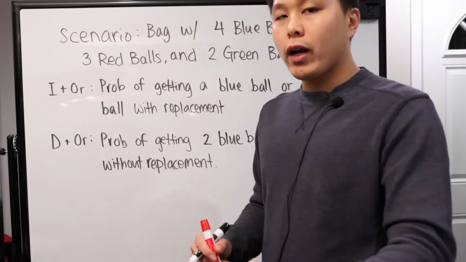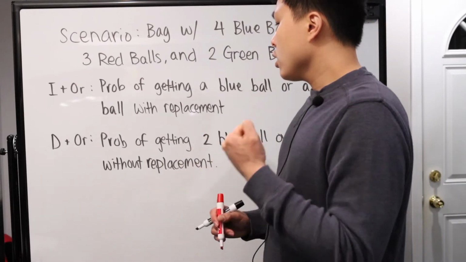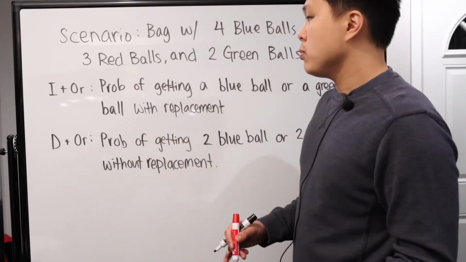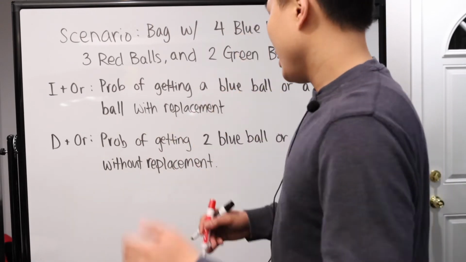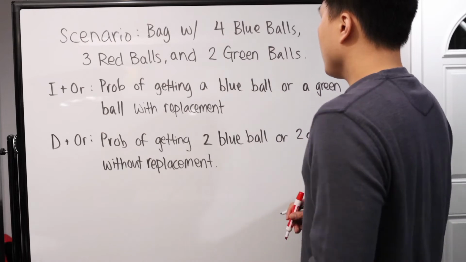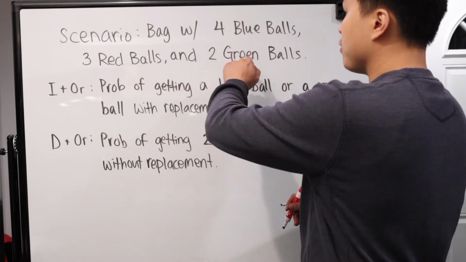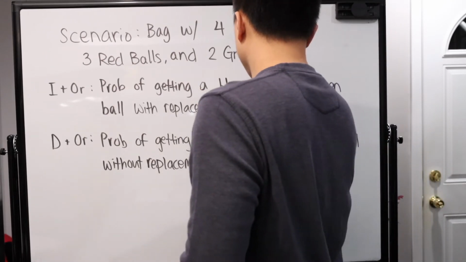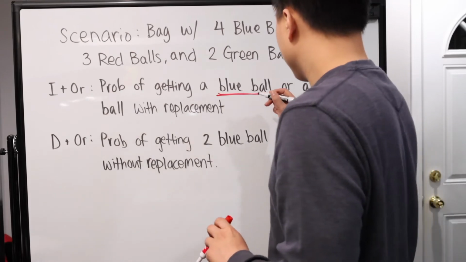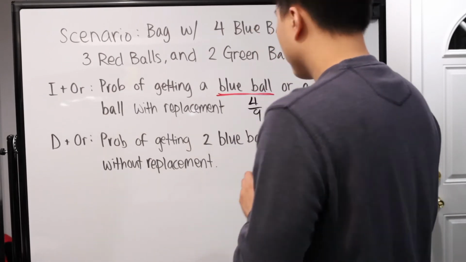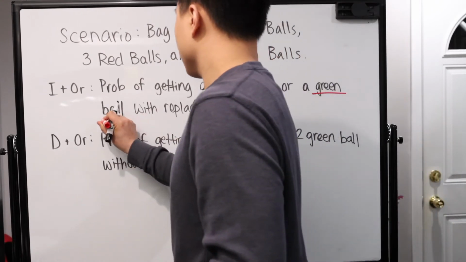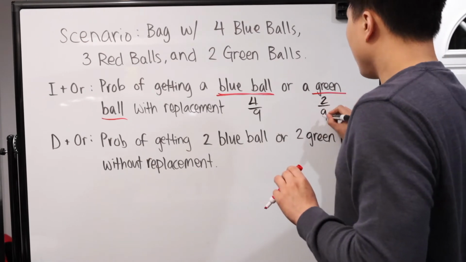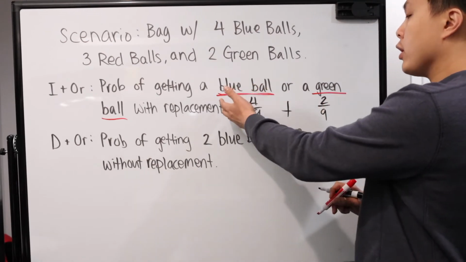So the idea is that when I draw one of the balls, I want to see the probability of getting either a blue or a green. And that's fairly simple, right? With replacement or without replacement, if it's a scenario where you're only drawing one, that's more than enough. So a blue ball, well, there's 4 out of a total of how many? That's 9 total. So the probability of a blue ball, in this case, is going to be 4 out of 9. The probability of drawing a green ball is 2 out of 9.